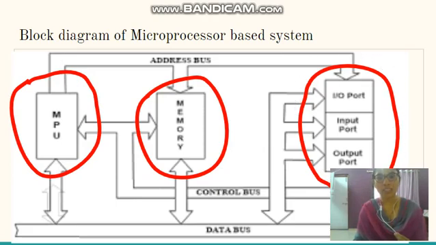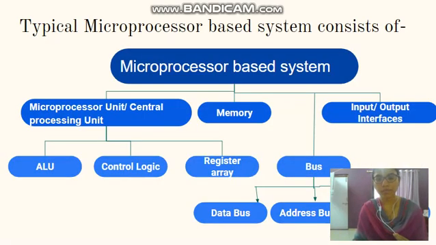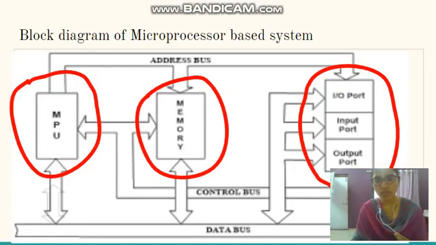These I/O ports connect the microprocessor unit to the other I/O devices. So a microprocessor based system consists of three parts: microprocessor or central processing unit, memory, and I/O interfaces. Also, you can observe these three major parts are interconnected with each other with the help of some connections. These connections are called as bus.